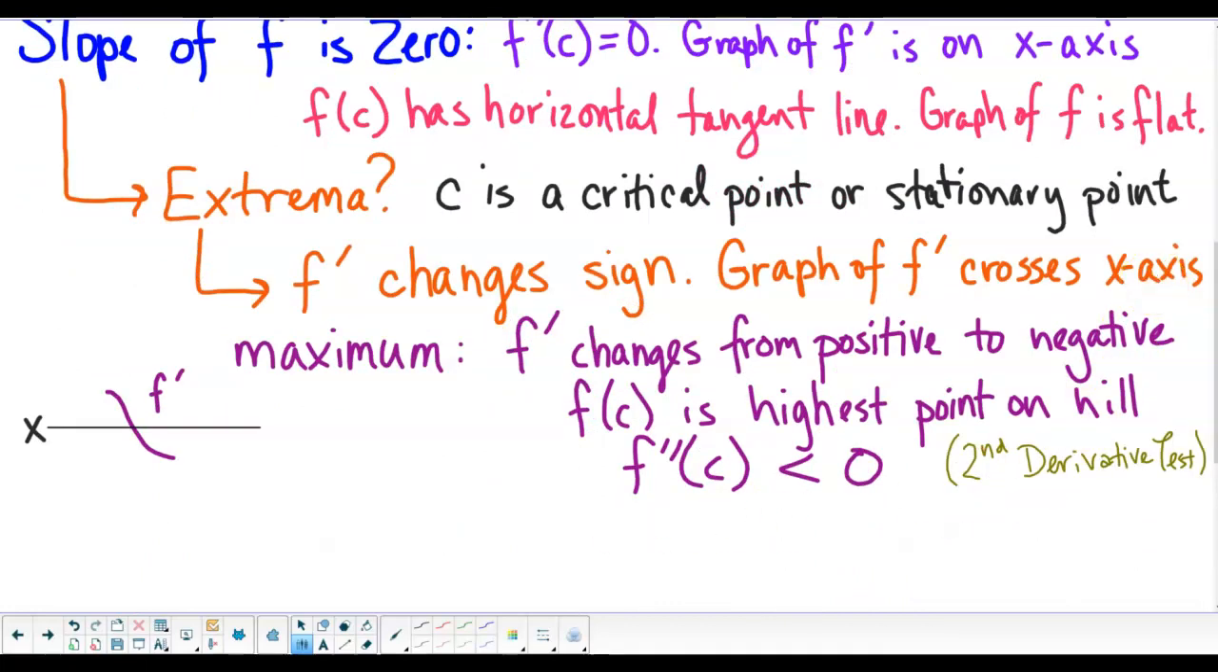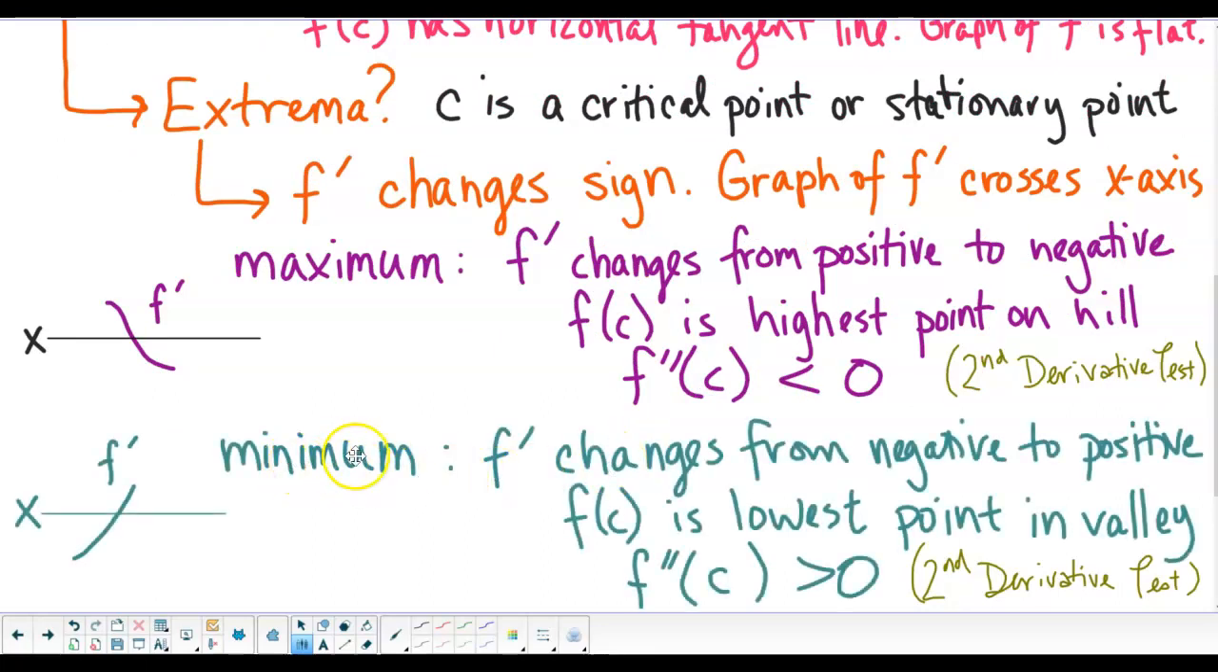Now we do have a connection. The second derivative test says that if f prime equals 0 and it changes signs from positive to negative, then f of c is the highest point on the hill, meaning it's a local maximum for sure. It might be the absolute max, but we don't know that officially. But we know for sure that a local or relative maximum would occur. With the second derivative test, we would conclude that the concavity at that point of the original function would be negative, because the only way that we could have a maximum is if I'm concave down.